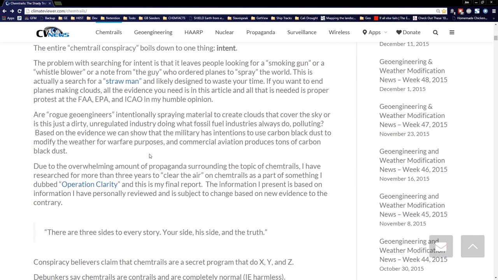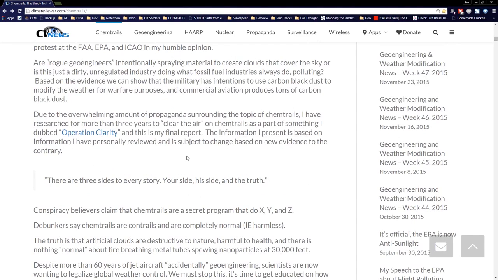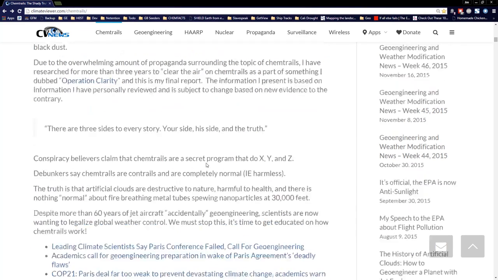Are rogue geoengineers intentionally spraying the material to create clouds that cover the sky, or is this just a dirty, unregulated industry doing what all fossil fuel industries do, polluting? Based on the evidence, we can show that the military has intentions to use carbon black dust to modify weather for warfare purposes, and commercial aviation produces tons of carbon black dust. Due to the overwhelming amount of propaganda surrounding the topic of chemtrails, I've researched for more than 3 years to clear the air on chemtrails as part of what I have dubbed Operation Clarity. This is my final report.